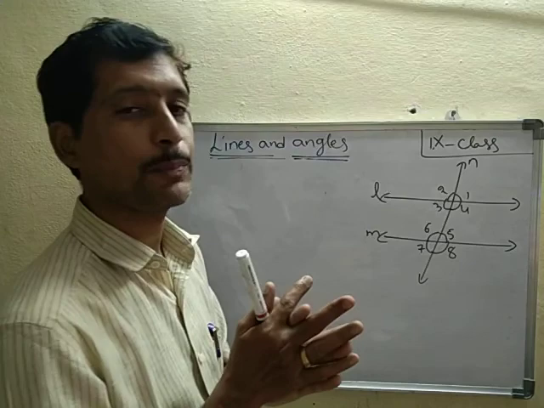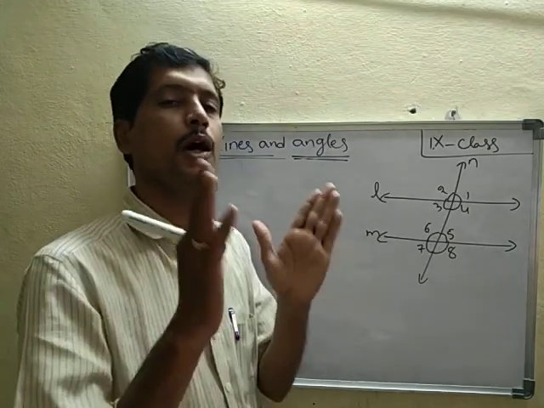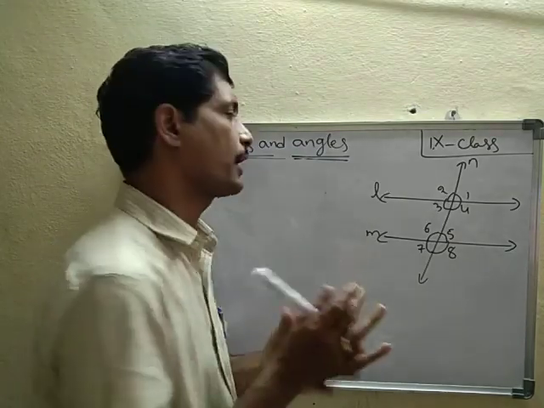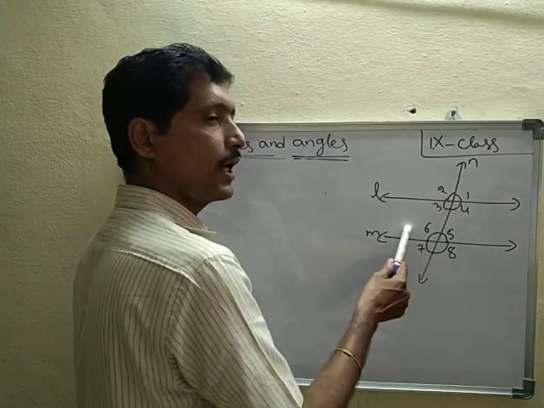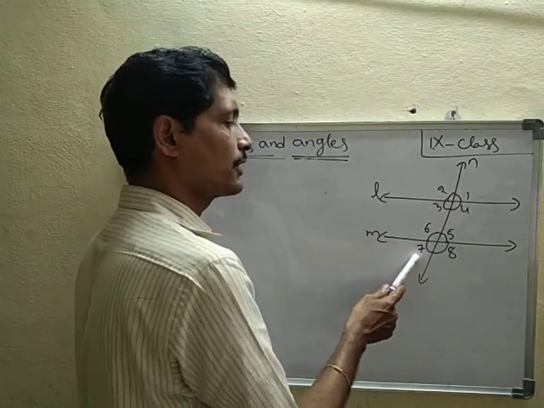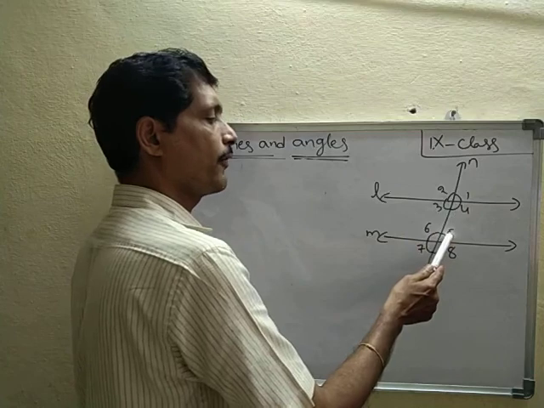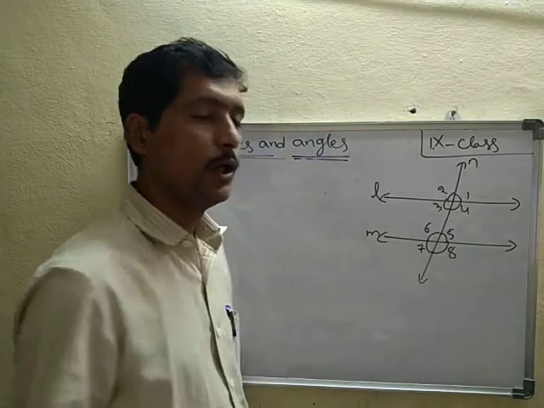Okay. Next, corresponding angles. Corresponding angles means one is an interior angle, one is an exterior angle. Angle 2 and angle 6 is one pair. Angle 3 and angle 7 is one pair. Angle 1 and angle 5, angle 4 and angle 8.